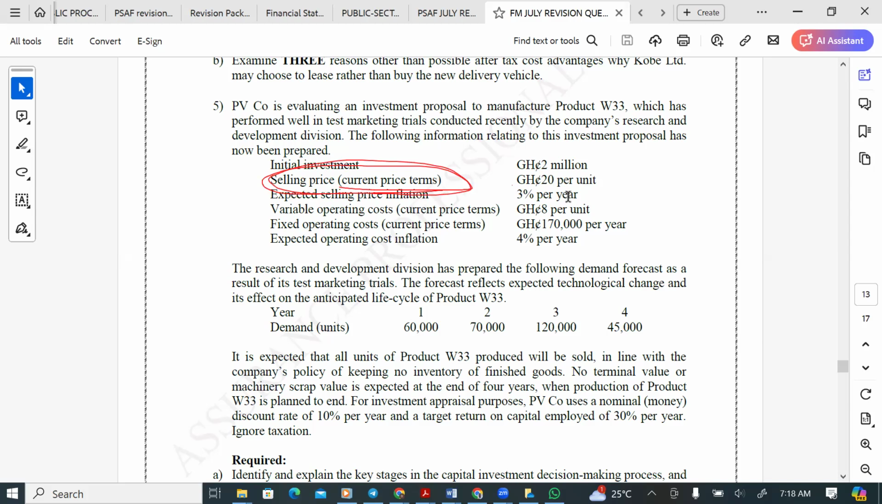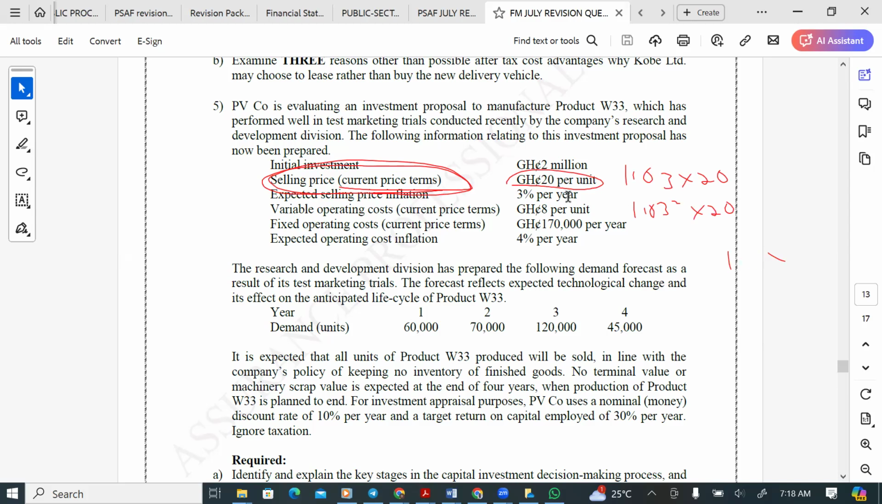So if the price today is 26, what will be the price at the end of the year? You just increase this by 0.03 multiplied by 20. That will be year 1. Year 2 will be 1.03 exponent 2 multiplied by 20, or you can do 1.03 multiplied by year 1's figure at the end.